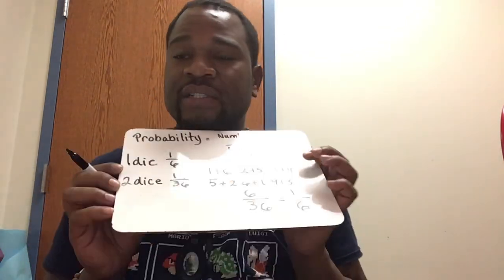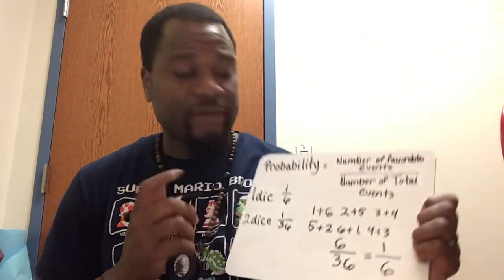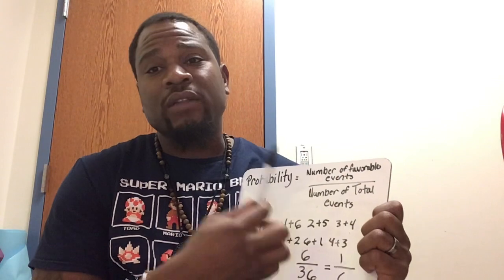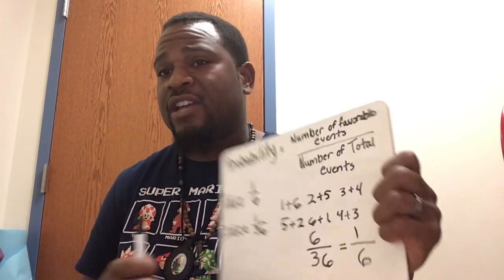It's basically just finding out the number of favorable events over the number of total events, and that is how you do probability.